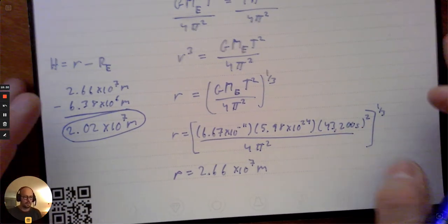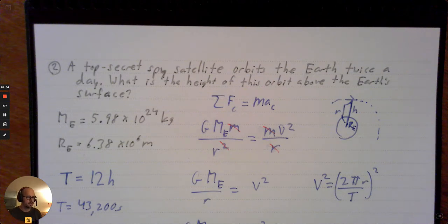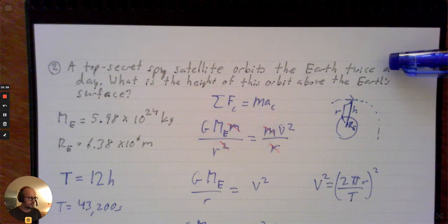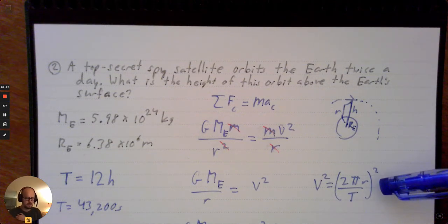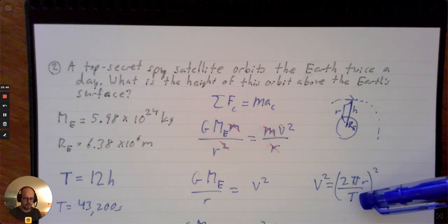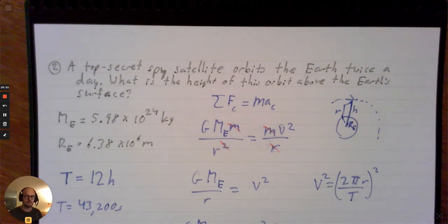So the meat of this problem is recognizing that this measurement you're given, twice a day, is a measurement of period, and you can use that to infer the velocity. Even if you can't calculate it, you can represent the velocity using period and make it so that the only unknown is the distance. And there we go.